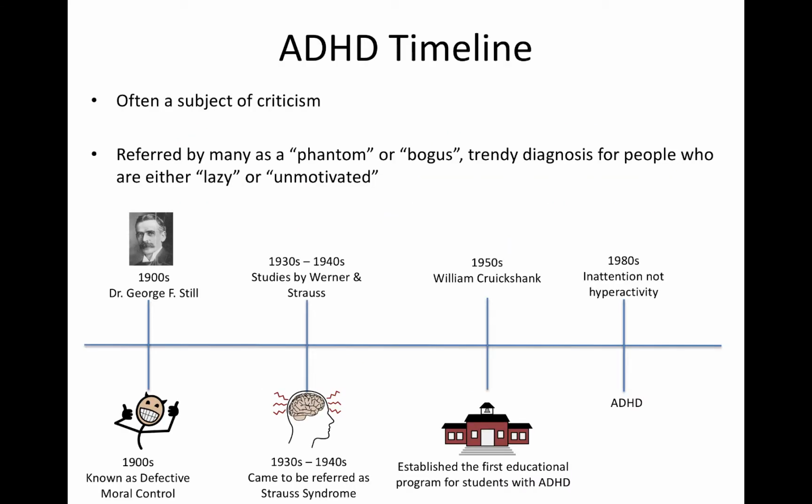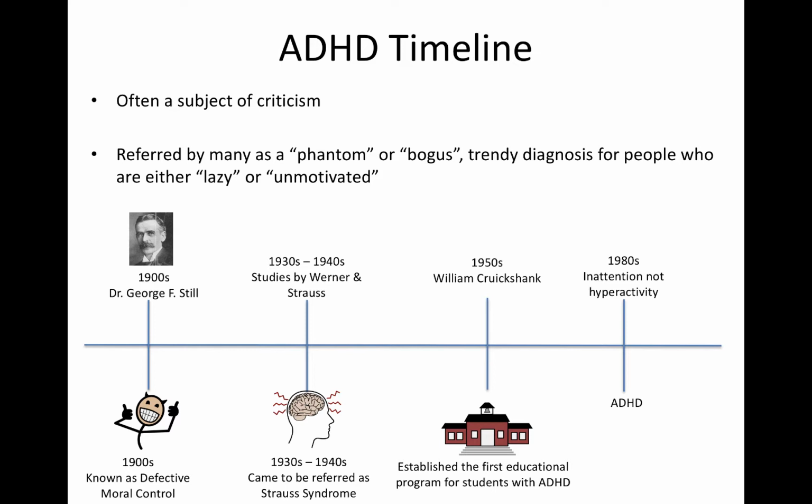So before we move forward, I just want to go over the ADHD ADD timeline because I just think it's interesting, especially because this condition is often a subject of criticism, and many have come to refer to it as a trendy diagnosis. Everyone has this condition or whatnot, but the truth of the matter is, if you look back into history, we do notice that it was first brought to the public's attention in the 1900s, and it was known as defective moral control.